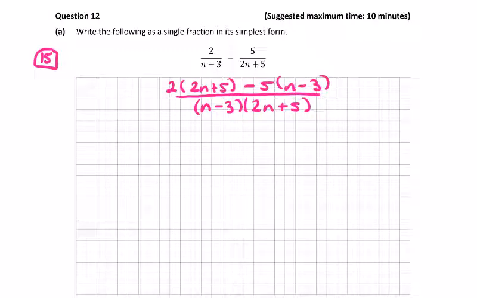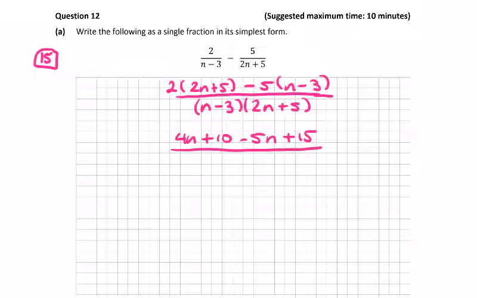So we're not worried about the letters or what they are. We just set the fraction up always the exact same way, and then we multiply it out. Top line becomes 4n plus 10 minus 5n plus 15. The bottom line, now there's 2 options here. We could multiply it out, but we're asked to write it in its simplest form. If we multiply it out, we can also factorize it. So I think its simplest form is this.